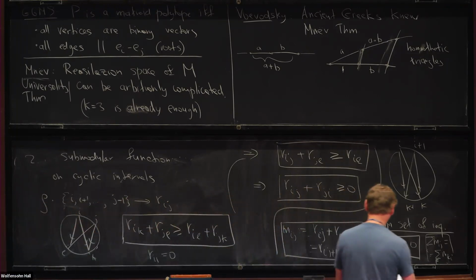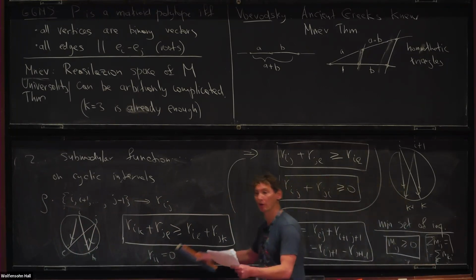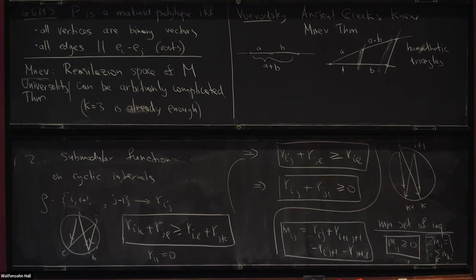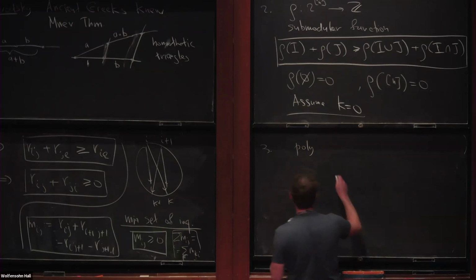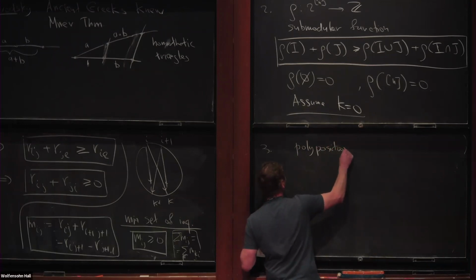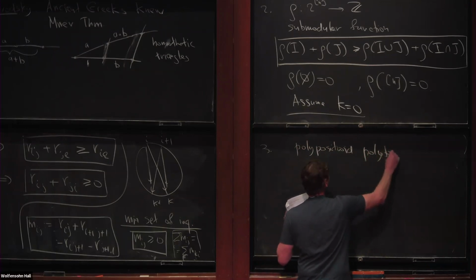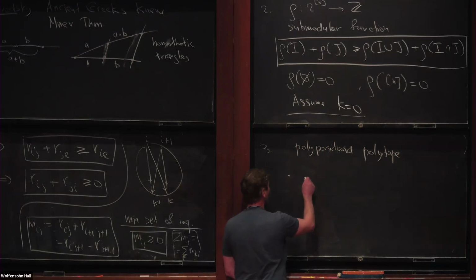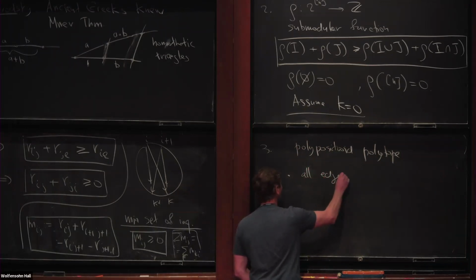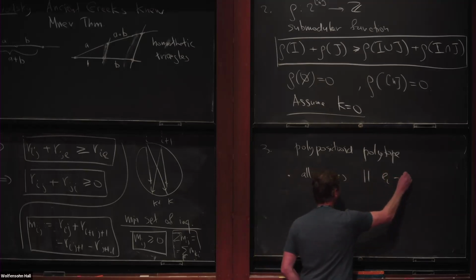So finally, let me do number 3. I'm going very slow. Instead of generalized permutahedra, we have a more special condition: poly-positroid polytopes, and that's actually how we define them in the first paper. So we have the condition that they should be generalized permutahedra, so all edges are parallel to the roots, e_i minus e_j.